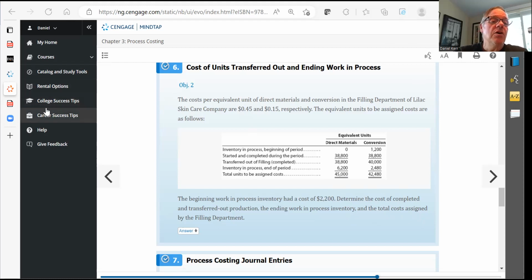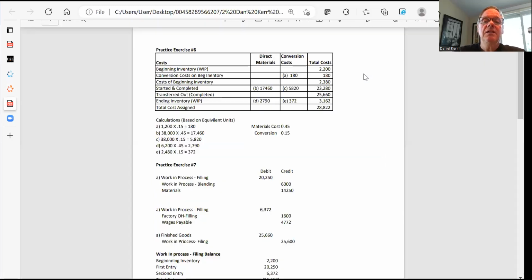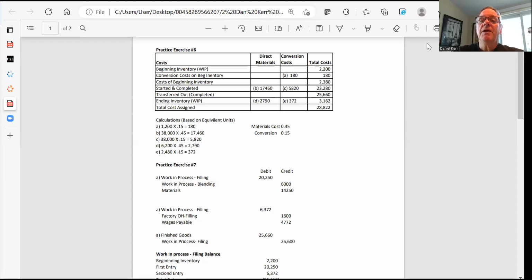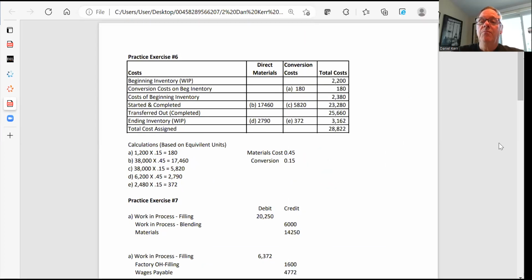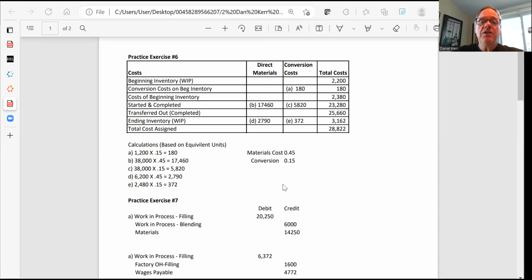So I'm going to change gears. In terms of the solution here, let me make this a little bit bigger. So the beginning inventory, our total costs are $2,200. With regard to conversion costs, we had 1,200 units, and notice the conversion cost rate per unit is 15 cents. So we take 1,200 times 0.15, and that gives us $180 worth of conversion costs with regard to the beginning inventory. So the total costs related to the beginning inventory are $2,380.